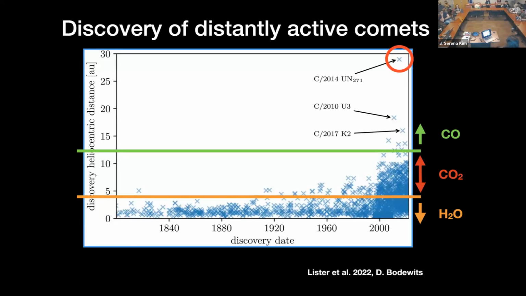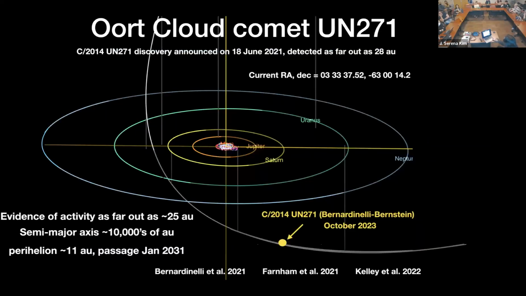So I overlaid here approximately the sublimation lines for CO, where CO2 starts to become active at around 13 AU, and where H2O starts to become active around 4.5 AU. This gives you an idea of where comets are being found and what their principal activity drivers are at the time they're found. But these distant comets are being found well beyond the distance where CO2 and H2O start to sublimate.